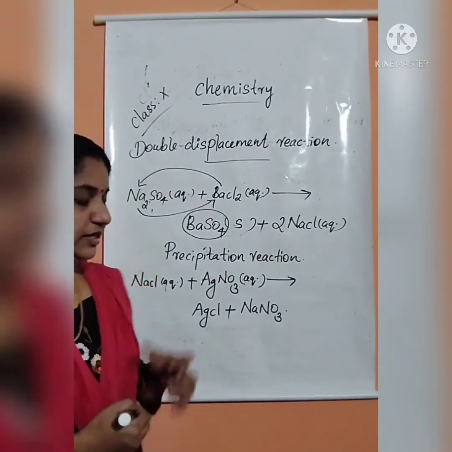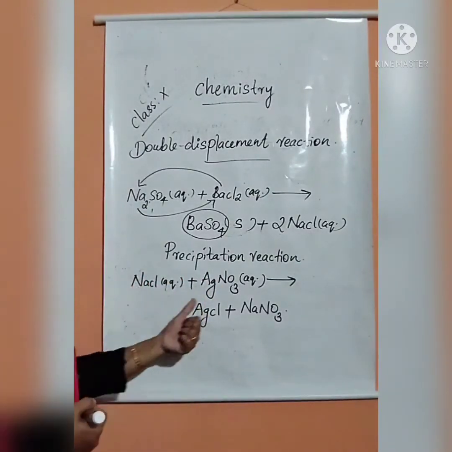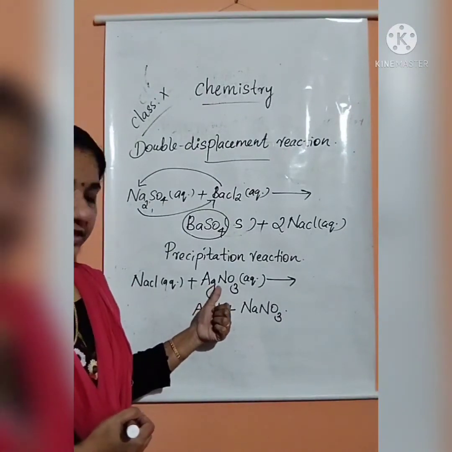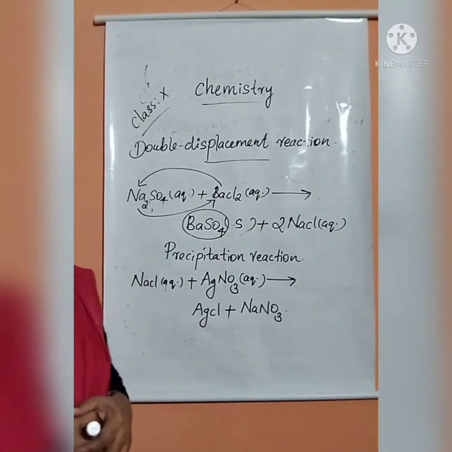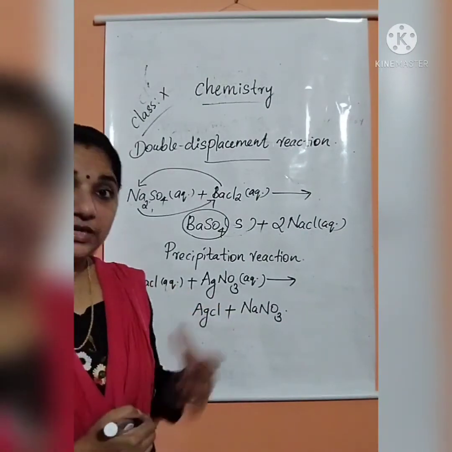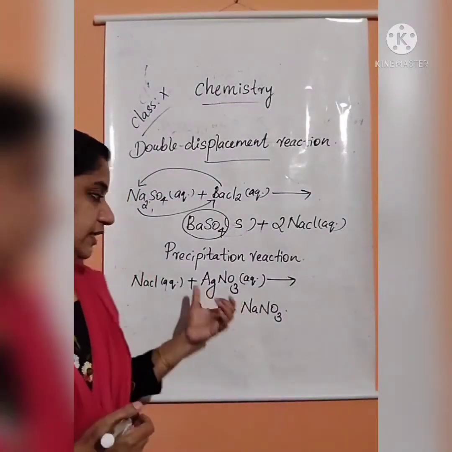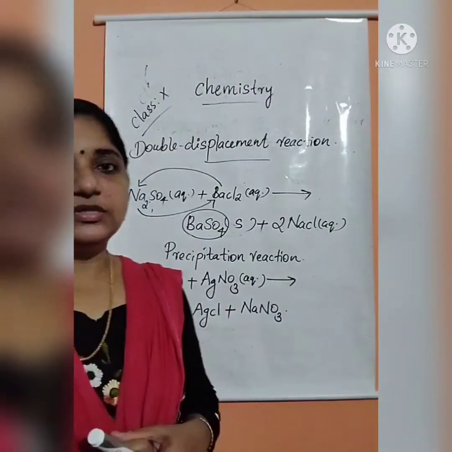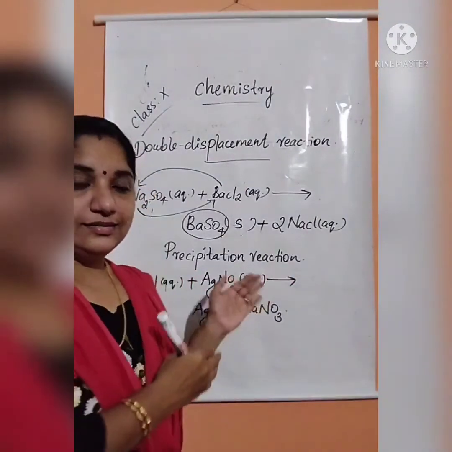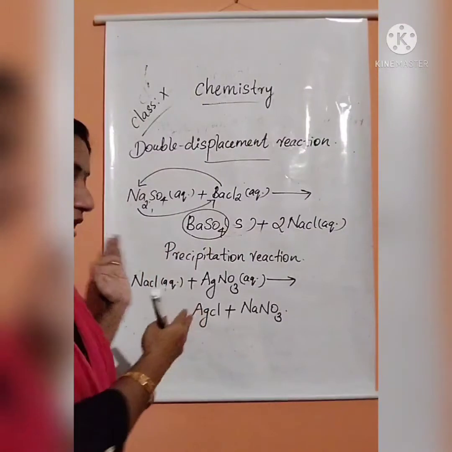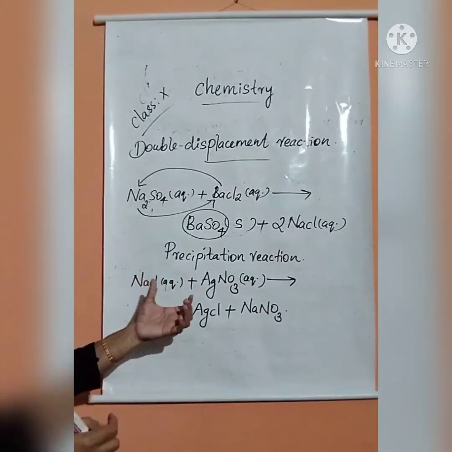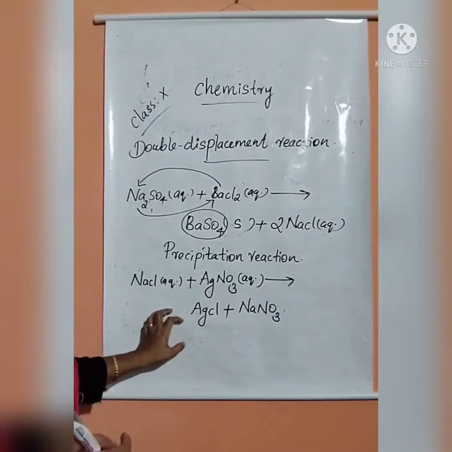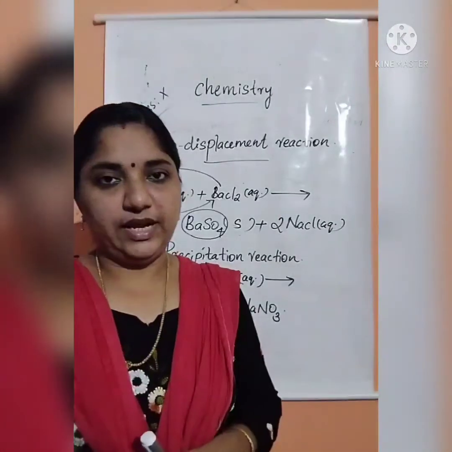Here also sodium displaces silver from silver nitrate solution, and silver displaces sodium from sodium chloride solution. This is a double displacement reaction. We can see the exchange of ions between the chemicals. So this is another example for double displacement reaction.